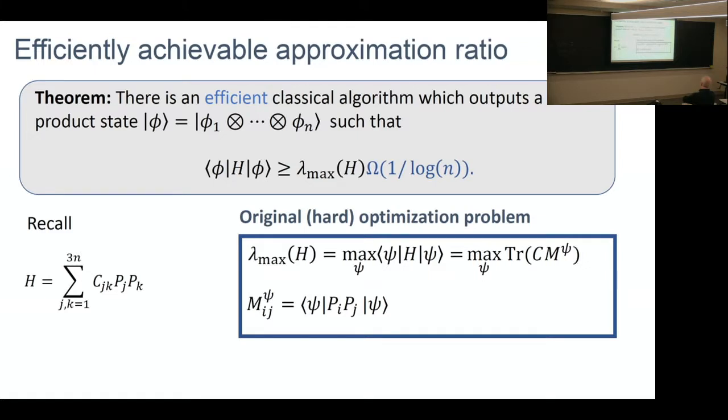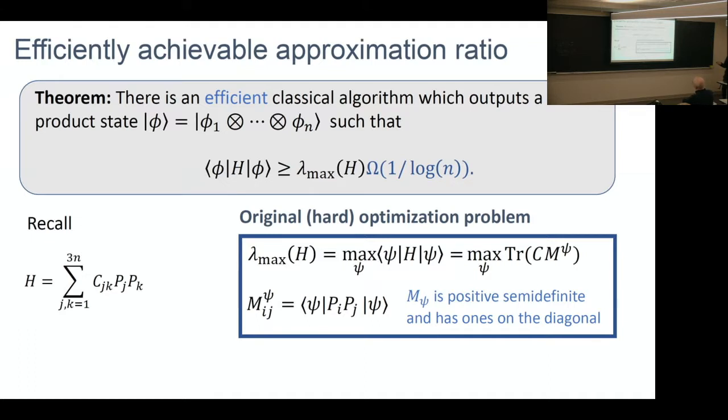So now, following this program that we've been discussing, you would replace this with just a general matrix that satisfies all the constraints that we know this matrix should satisfy. In particular, this is positive semi-definite. It has ones on the diagonal.